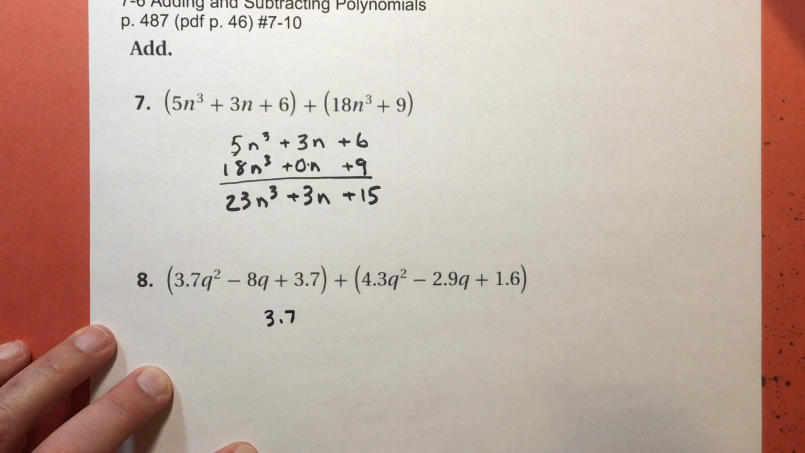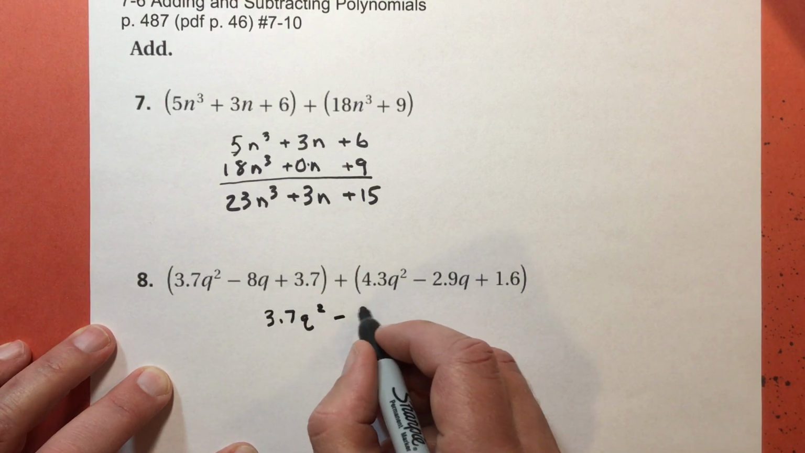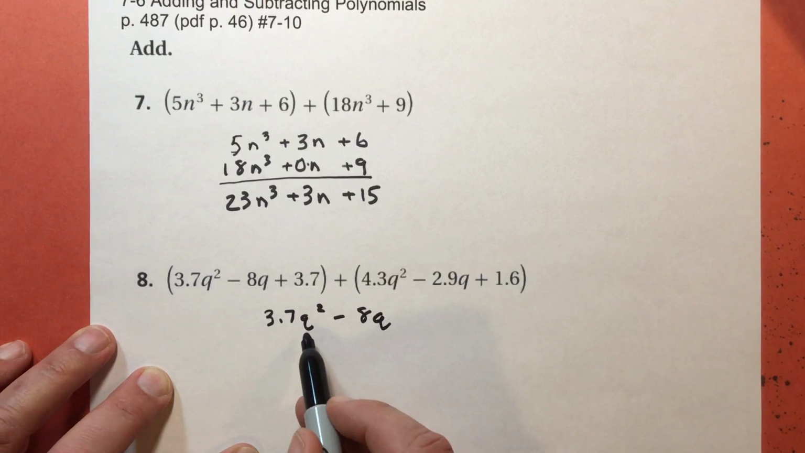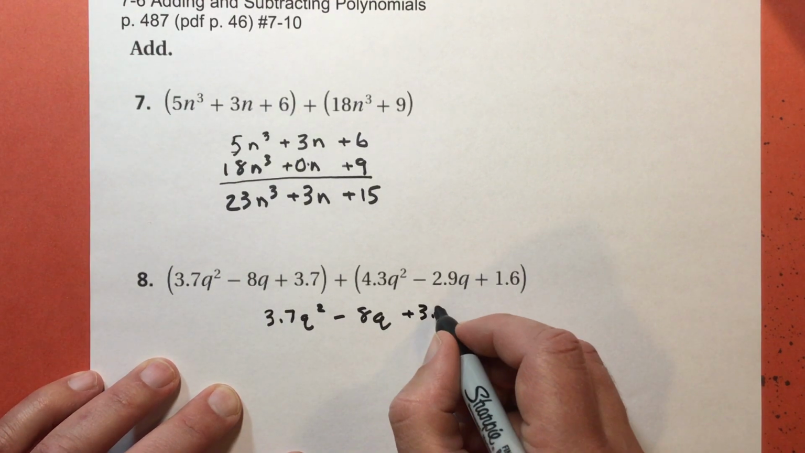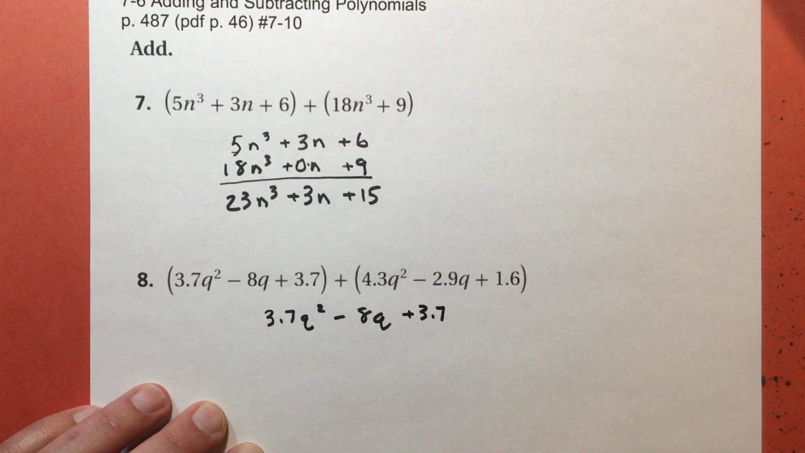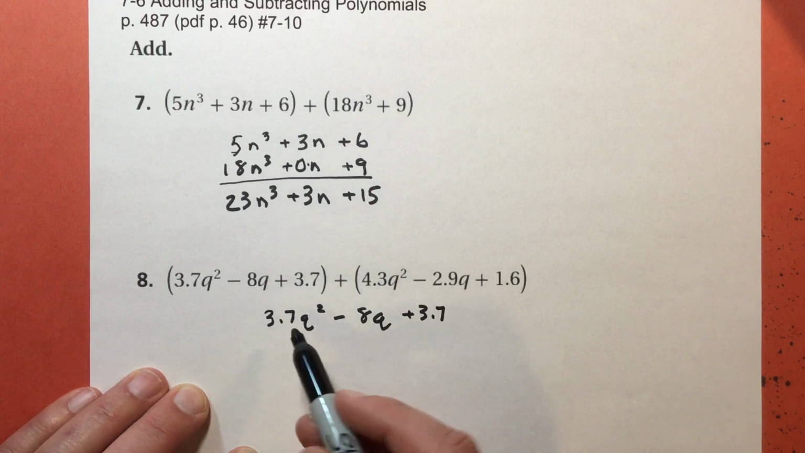3.7, I'm not missing anything is what I'm trying to say. q to the second power, subtract 8q, and I always put the little tail on the q so it doesn't look like a 9, plus 3.7. Sometimes our letters look the same, like q's look like 9s and 2's look like z's if we're sloppy, so we kind of have to make it obvious.